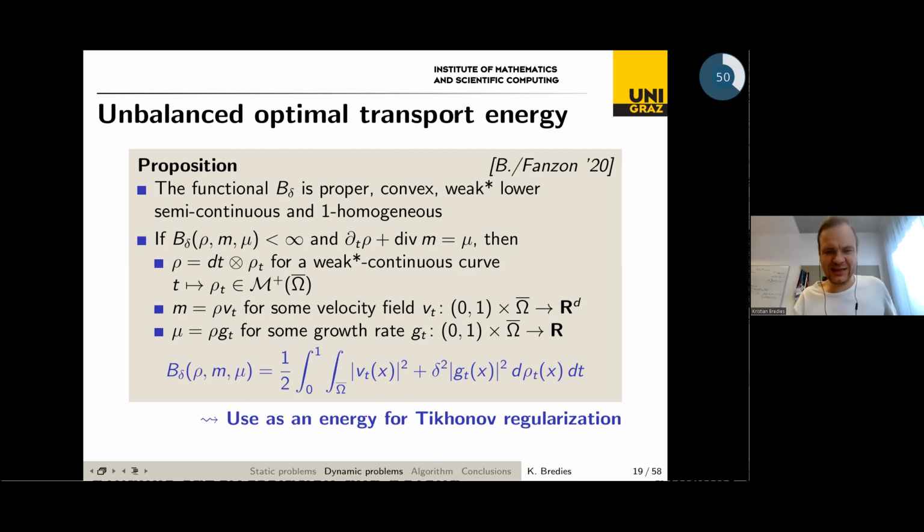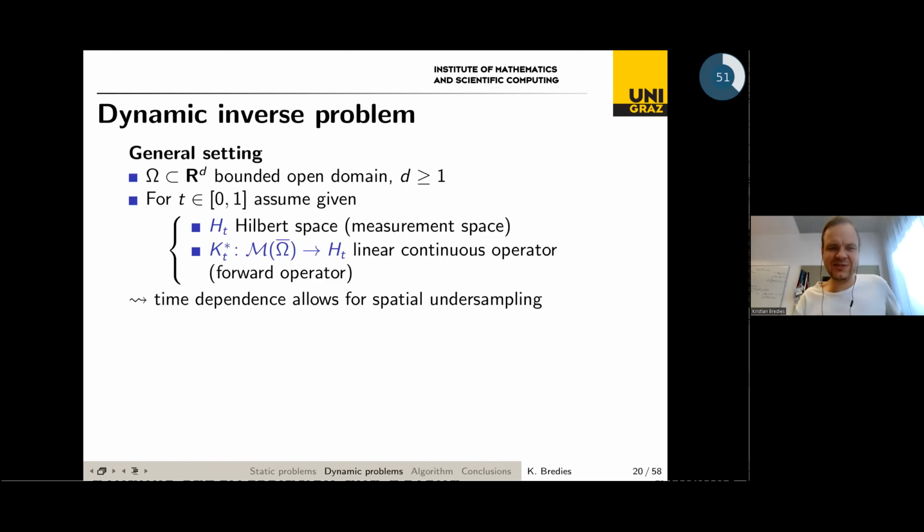Okay, so everything is fine, and you can use it as an energy for Tikhonov regularization. Okay, so now what about the dynamic inverse problems that we are solving? We have to find a model for that, and we are using the following.